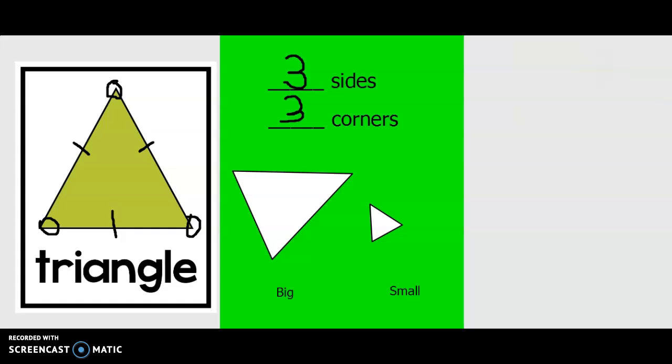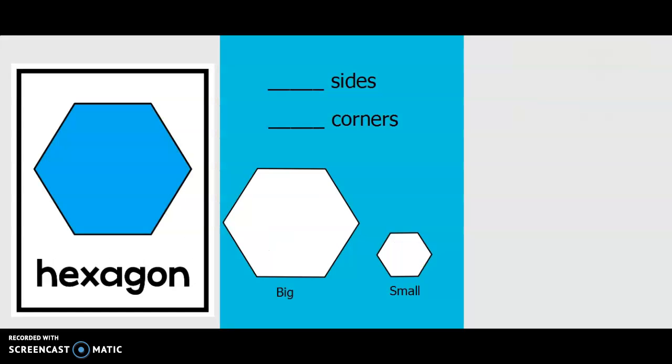Our next one is a hexagon. This is a new shape that we're learning about today. It has how many sides? Are you ready? Count with me. We're going to cross off and count just like our regular counting. 1, 2, 3, 4, 5, 6. A hexagon has 6 sides.